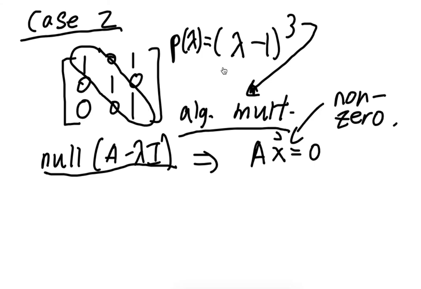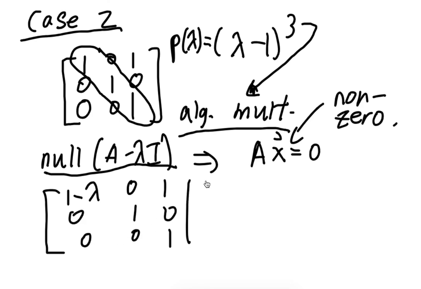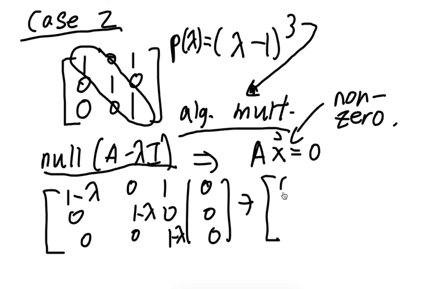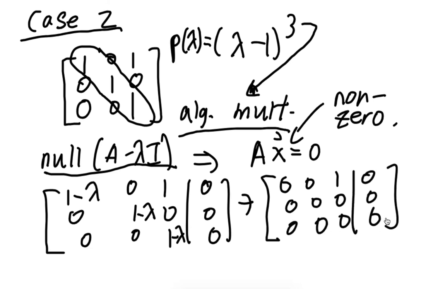So again, case 2 is when we have non-distinct eigenvalues. And let's solve this simply by solving this equation. 0, 1, 0, 0, 0, 1, and we augment with zeros. And let's plug in 1, since that's our eigenvalue. So we'll get 0, 0, 1, 0, 0, 0, 0, 0, 0, 0, 0, 0.